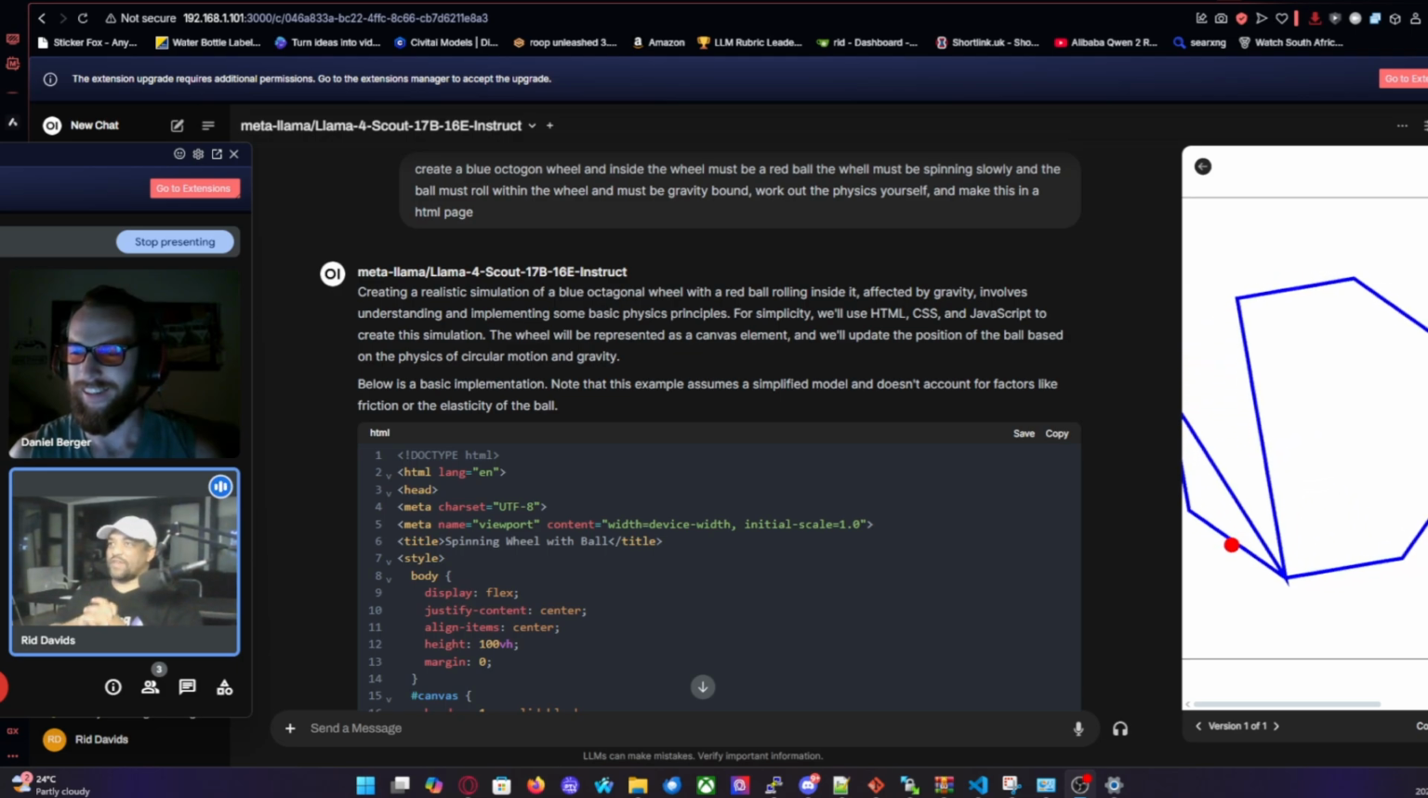But everybody knows that Meta, the new buzzword, is out there. Meta Llama 4 has released a new model.